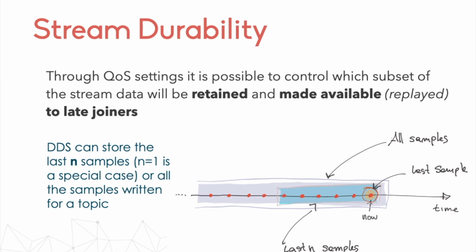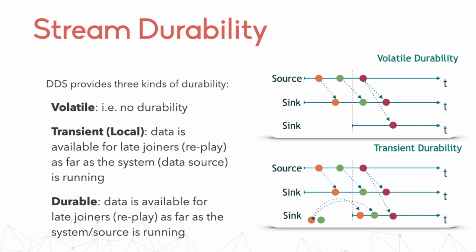And again, it allows you to decide if data is volatile, so after you have produced it, it is gone, or if perhaps you are able to provide to late joiners the last sample, the last N samples, or perhaps all the samples that you have written. And once again, this is controlled by a QoS called durability. So volatile durability essentially won't make any data available to late joiners.